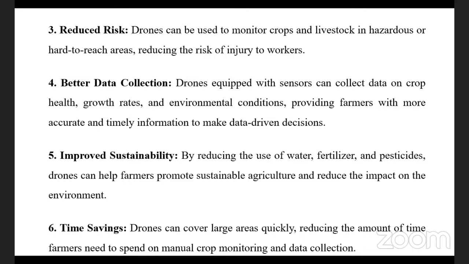Fifth point, improved sustainability. By reducing the use of water, fertilizer, and pesticides, drones can help farmers promote sustainable agriculture and reduce the impact on the environment.